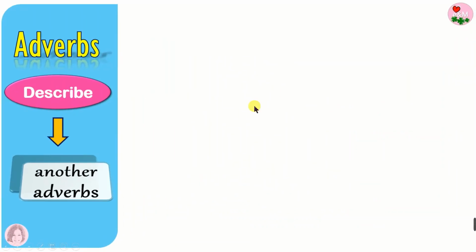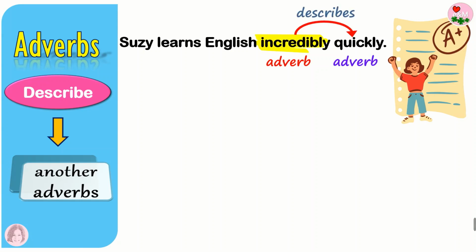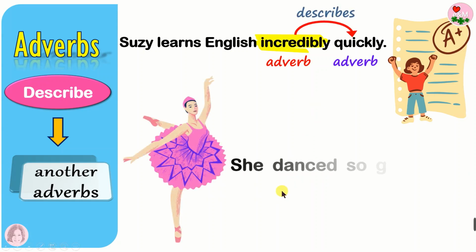Let's take a look at a few sentences. Susie learns English incredibly quickly. In this case, we have two adverbs, the adverb quickly and the adverb incredibly. That modifies the adverb quickly. Right? More example.